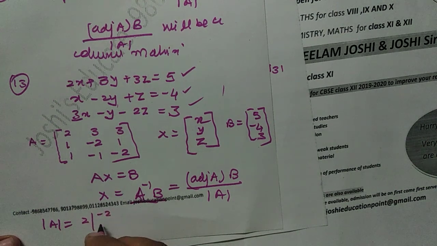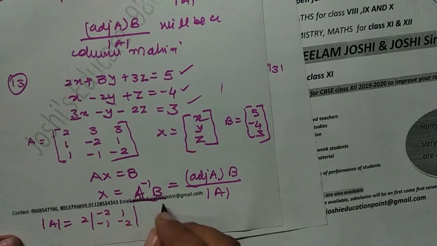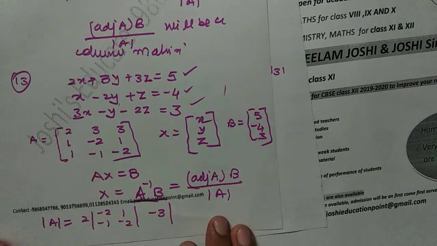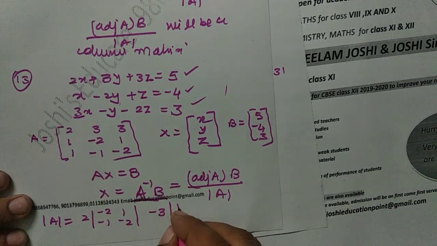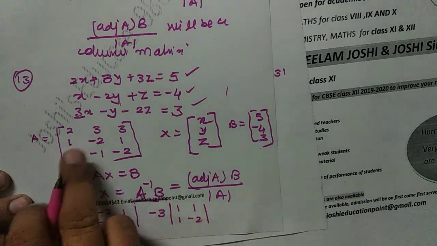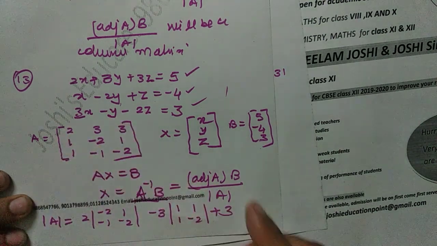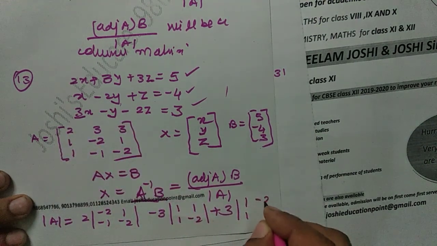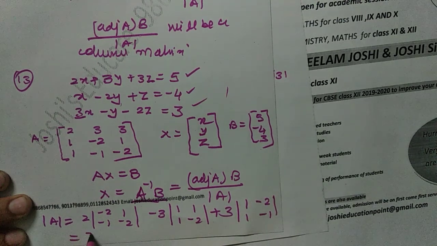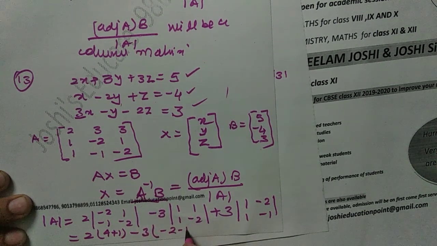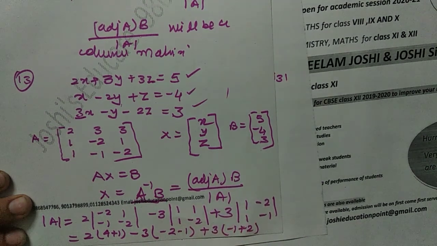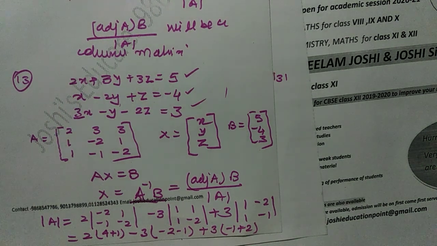It is 2 into (minus 2, minus 1, 1 and minus 2), minus 3 into, I am expanding with respect to the first row, (1, 1, 1 and minus 2), plus 3 into (1, 1, minus 2, minus 1). So it comes out to be 2 into (4 plus 1), minus 3 into (minus 2 minus 1), plus 3 into (minus 1 plus 2). You will calculate this. Okay, I will calculate this on the next page.